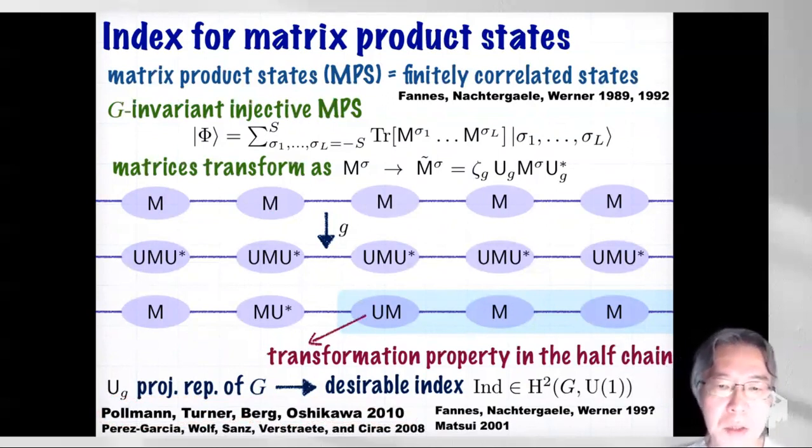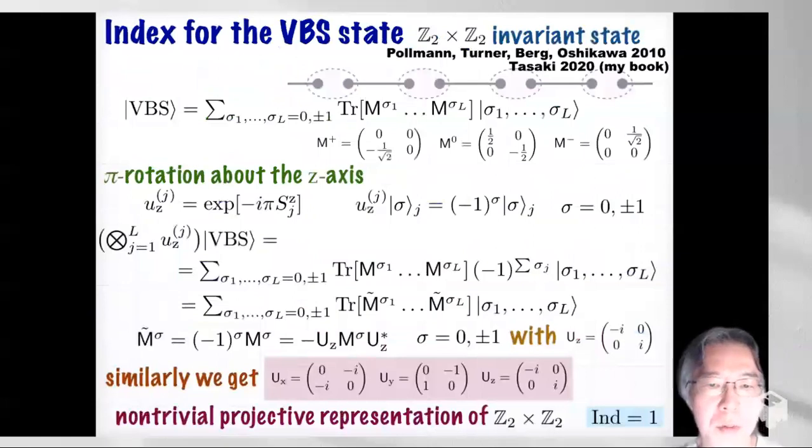Okay, so let me just discuss one example of how to compute this Pollmann, Turner, Berg, Oshikawa index. So this is, of course, explained in their paper, but it's very, very hard to read. So if you are interested in the details of the calculation, please look at my book. So I have no contribution at all on this subject, but you can read my book.